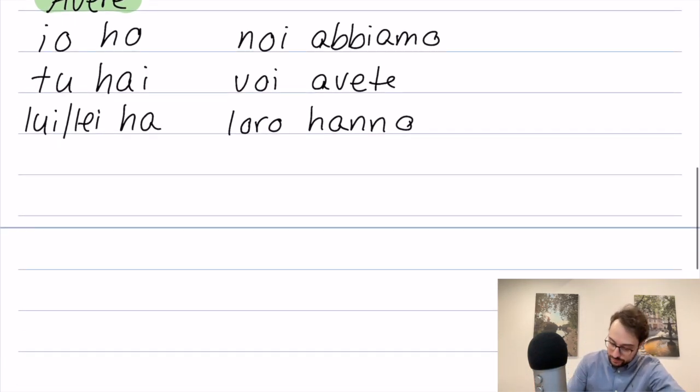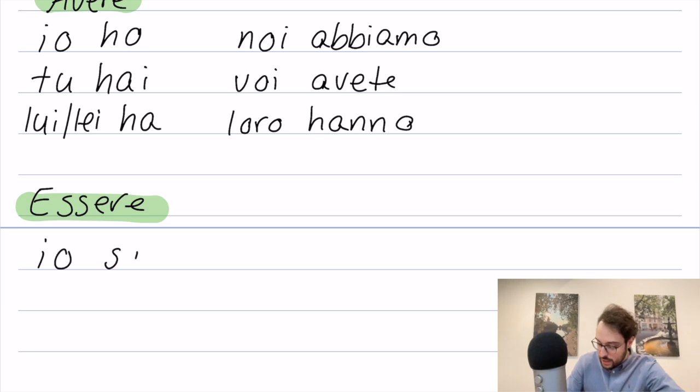Let's now do essere. So this just simply comes down to memorization, and you will be able to memorize these if you haven't already. Io sono. Tu sei. Lui, lei è.